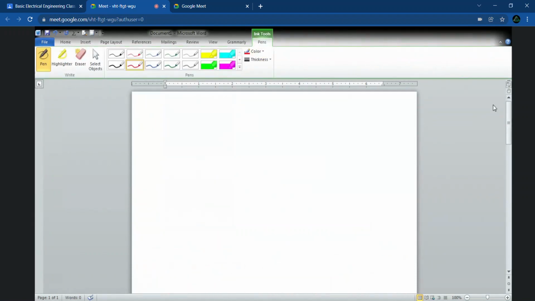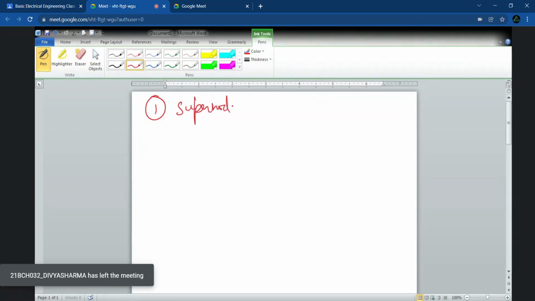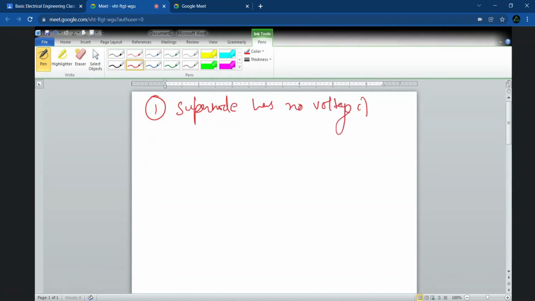First property of the supernode that we discussed was that the supernode has no voltage of its own. Is it clear to everybody? Yes, ma'am. Next is the voltage. These are the properties.